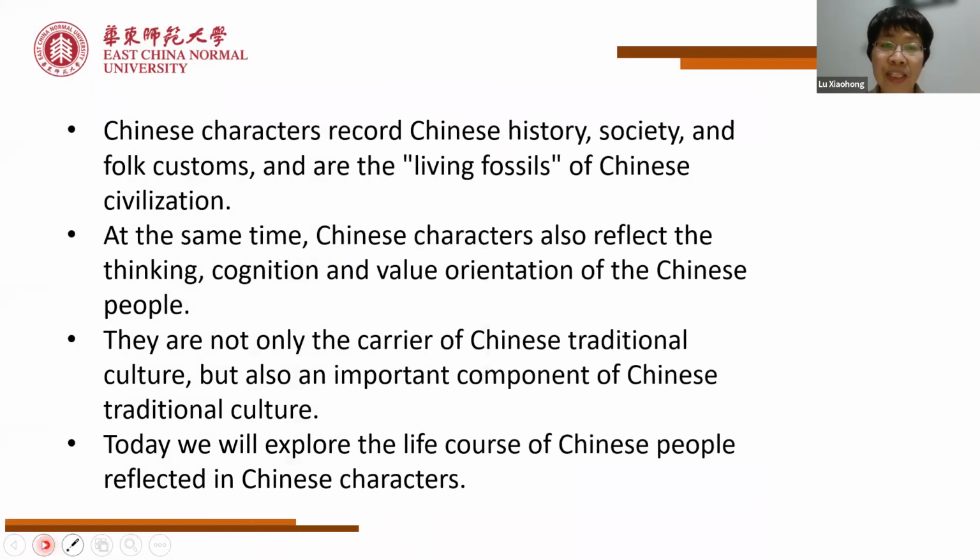Chinese characters actually recorded Chinese history, society, and folk customs, and are the living fossils of Chinese civilization. At the same time, Chinese characters also reflect the thinking, cognition, and value orientation of the Chinese people. They are not only the carrier of Chinese traditional culture, but also an important component of it. So today we will explore the life course of Chinese people reflected in Chinese characters.